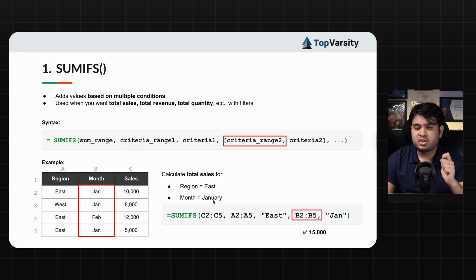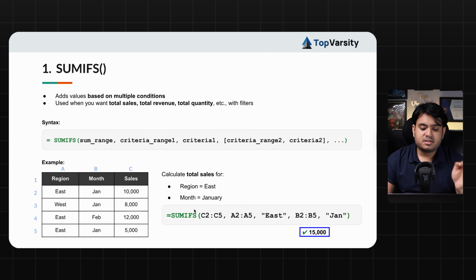And the second is the month of January. So here B2 to B5 should be Jan. This is the condition, and after entering this formula you will get the answer 15,000. This is the calculation of sales for East in the month of Jan. You can manually do it here: East Jan 10,000, East Jan 5,000. So the total will be 15,000 and that is your answer.